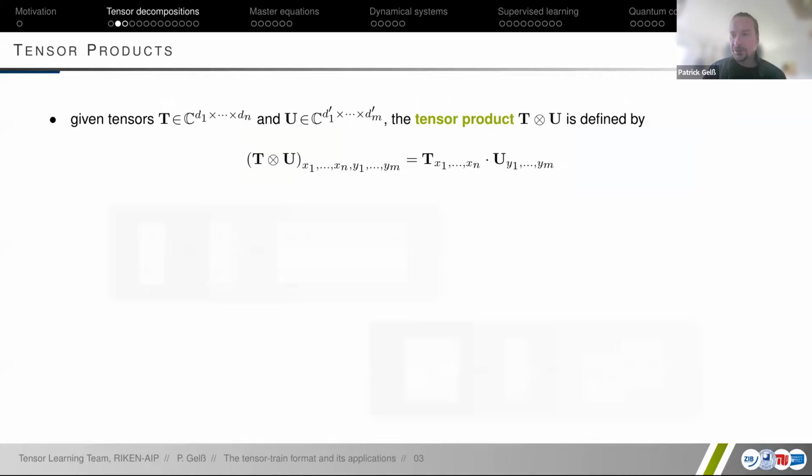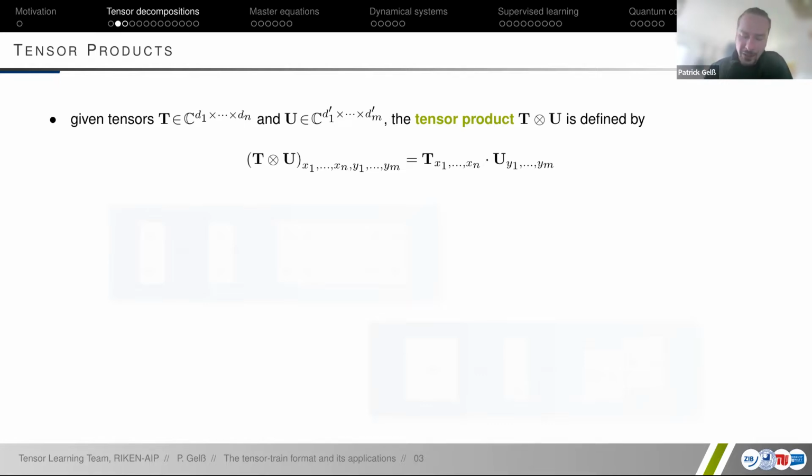To then use tensor formats, we have to rely on the so-called tensor product. This is the basic foundation for all these tensor products. So if we have 2 tensors, T and U, with different modes, so one has D1 to Dn, the other one has D1 prime to Dm prime. And if we now compute the tensor product of these 2 tensors, we get a new tensor, which has order n plus m, and each entry is given by the product of the corresponding entries of T and U.